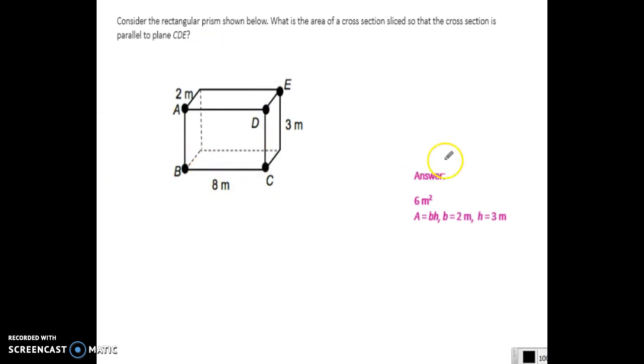The area of a rectangle, remember, is the base times the height, or length times width. Our base here is this 2 meters, our width here, and then the length is 3 right here. So you're not going to use the 8. You're simply going to multiply 2 times 3 to get 6 meters squared, because they ask us what the area was.